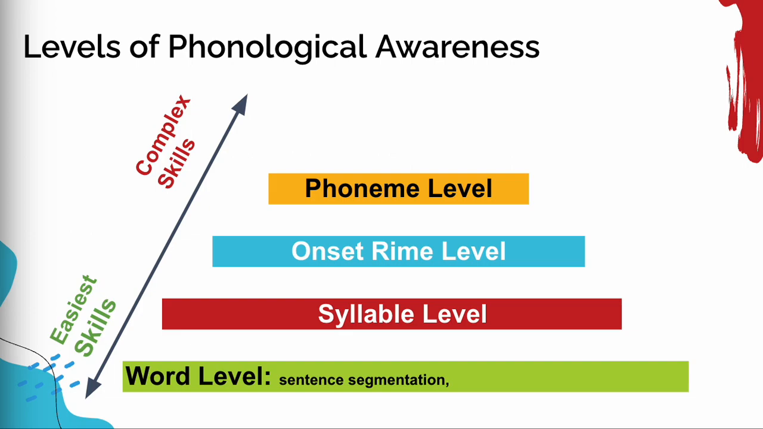At this level, children begin to hear the individual sounds in each word. Phonemic awareness is the most advanced skill of phonological awareness. Children do typically acquire these skills in succession, as development of each skill will often lead into the next.